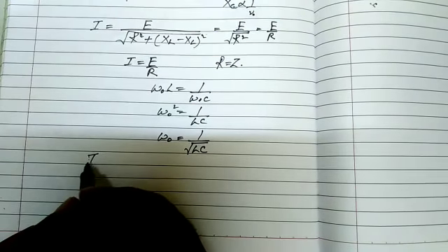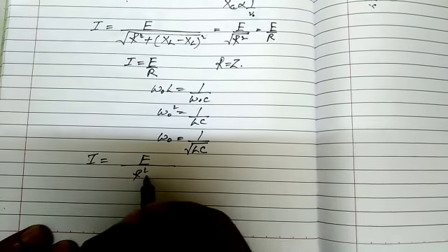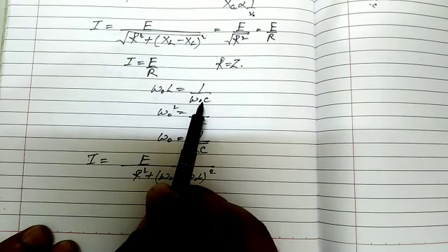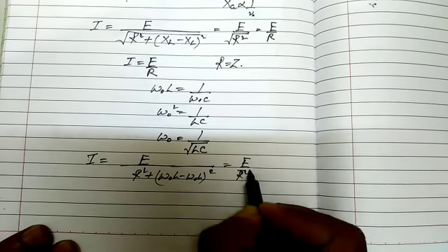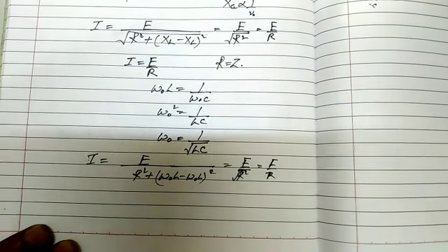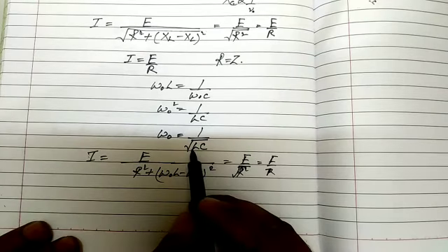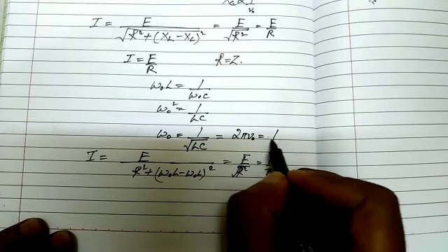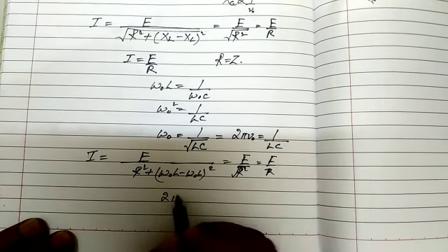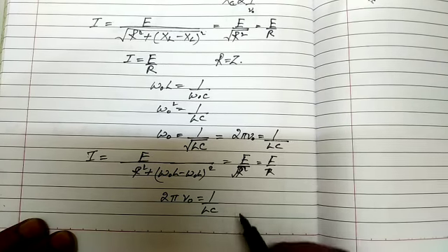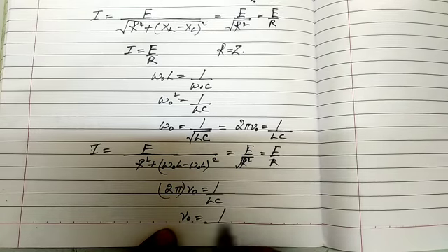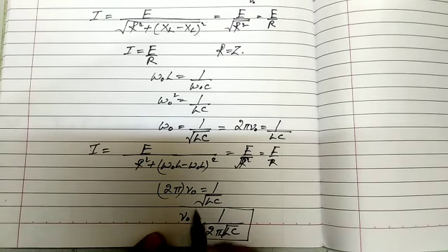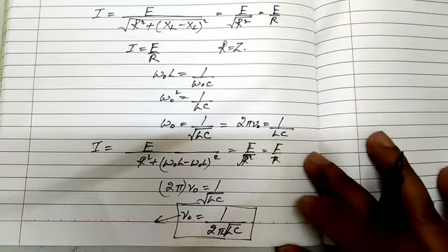Similarly, the equation for I in terms of omega naught becomes E by the square root of R square plus (omega naught L minus 1 upon omega naught C) square, and because both are equal, it is E upon the square root of R square, that is E upon R. Therefore, in terms of frequency, we can write 2 pi nu naught is equal to 1 upon the square root of LC, so nu naught is equal to 1 upon 2 pi times the square root of LC. At this frequency, the resonance occurs.